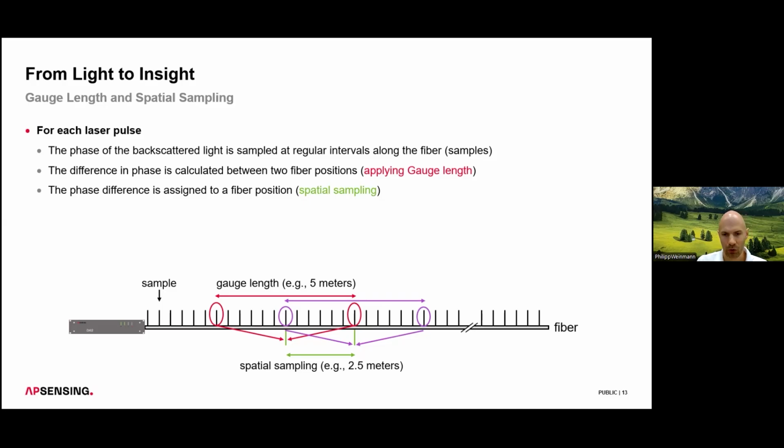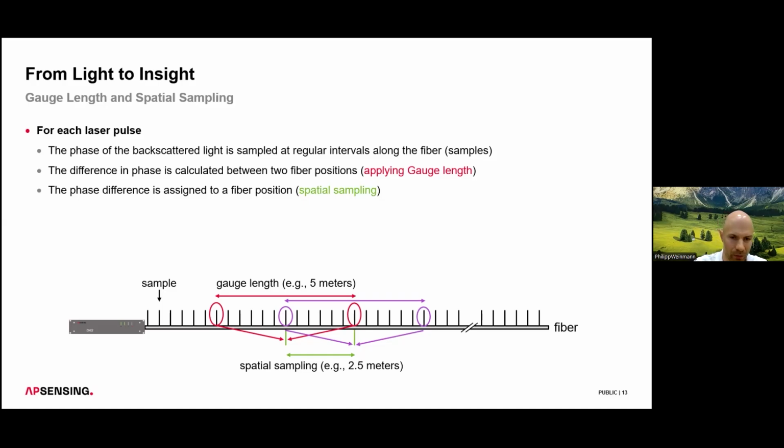Okay, so that means, yes, in the end, we will have a discrete set of data points along the fiber. However, due to the gauge length, we still monitor the entire fiber. There are no blind spots in between. In the configuration I have shown you here, I have chosen the spatial sampling to be half of the gauge length.